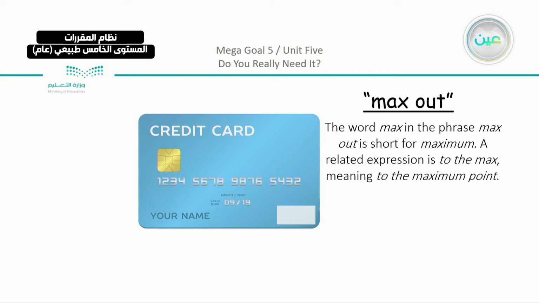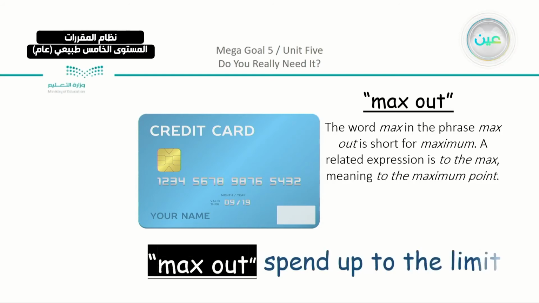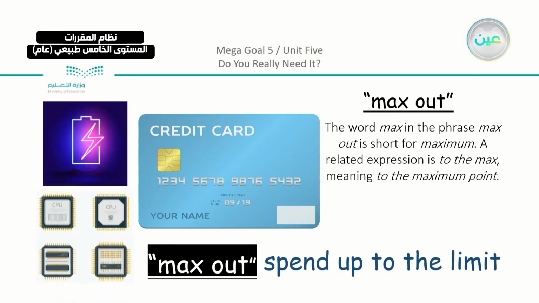Max out comes from the word maximum, as we said, and we can just give the meaning in another word. We can say that it means to spend up to the limit. And just to add another piece of information here, it doesn't have to be associated with money. You can max out your battery. You can max out also the memory in your device, your computer, whatever. So anything that has reached the limit is something that we can say is maxed out.